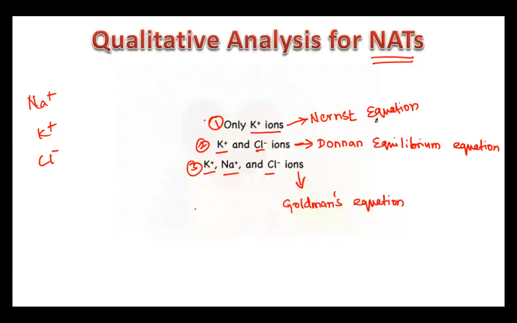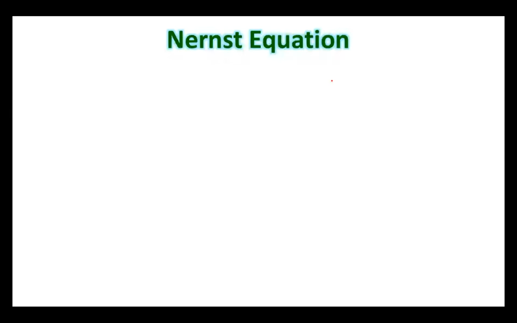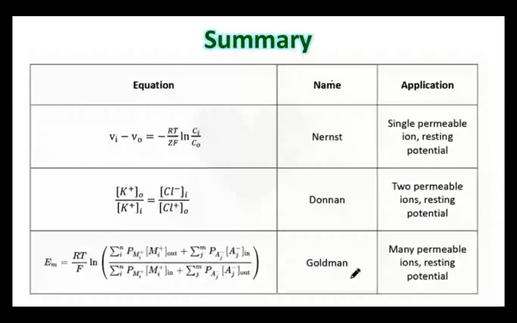If you remember the equations, analyzing and answering NATs for membrane potential is very simple. It's very easy. Fine. Shall we move on to NATs? Yes, sir. Before that, we should understand what the Nernst equation, the Donnan equation, and the Boltzmann equation are. I don't want to waste time writing equations, so I have a summary here. This is the summary of the different equations. This is condition 1, condition 2, and condition 3. Here only one ion is present, a single permeable ion. This may be K plus alone, Na plus alone, or Cl minus alone.